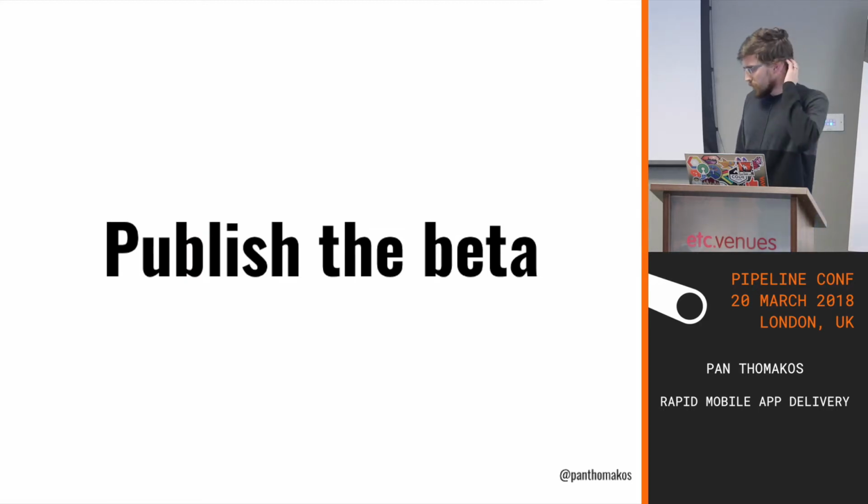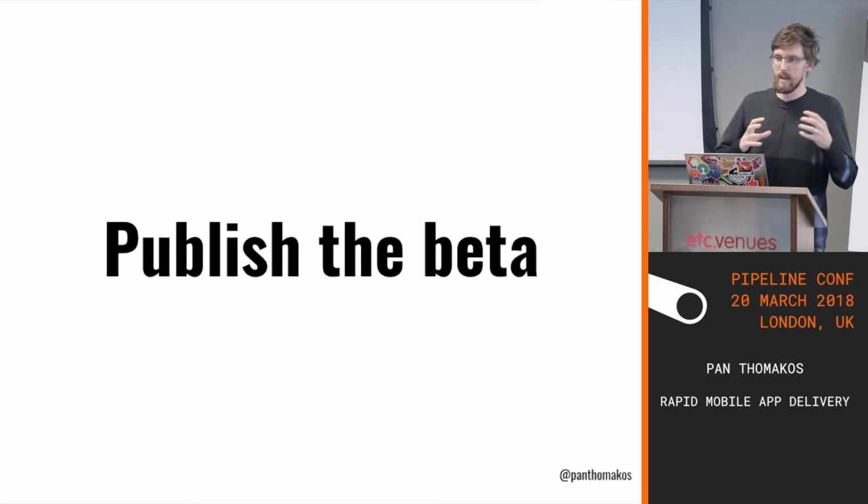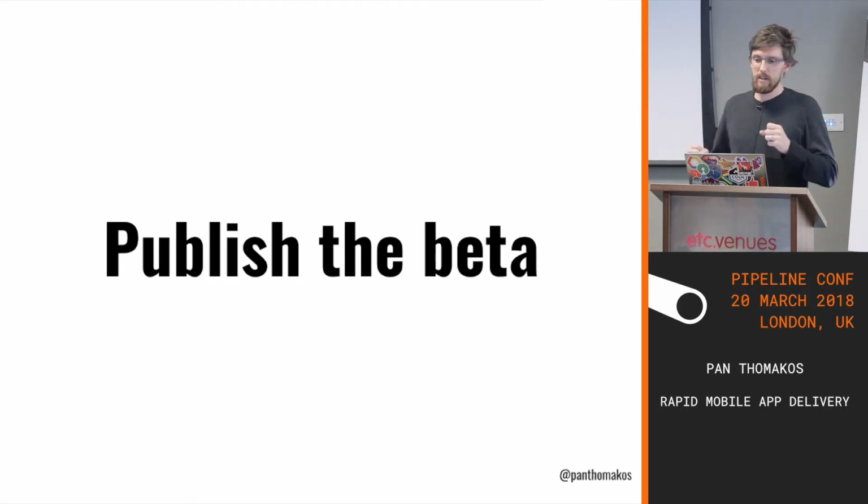So one of the final steps for automation is actually publishing that beta to the app stores. So you might think this is an easy thing to do, right? Apple and Google are multinational tech companies. They would have nice REST APIs. You just make a single curl call with your upload, everything goes wrong. That's not how it works.